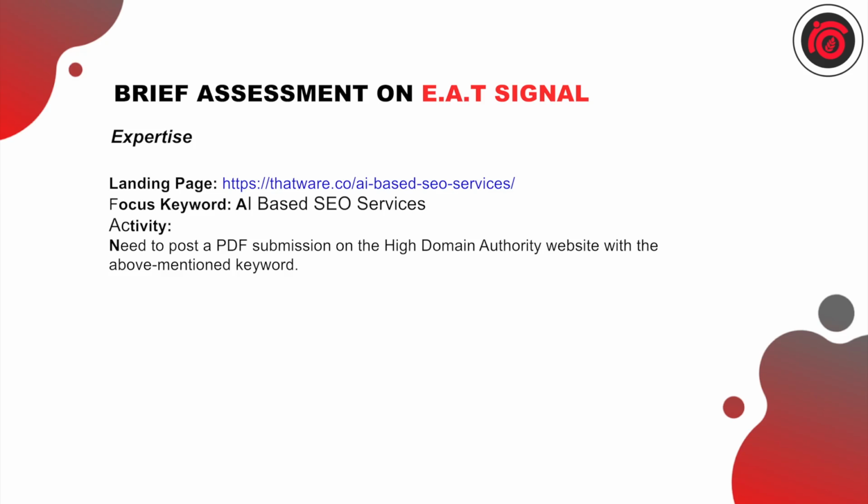Think of it this way. Suppose I have written a landing page about AI based SEO. Google would obviously want this particular landing page to be written by some expert within this field, and if an expert is writing, then they need to write in the form of a white paper, an ebook, or a PDF. Submitting that on a high domain authority website can make sure that we have good link juice from that particular domain, and it can help us increase our expertise signal.